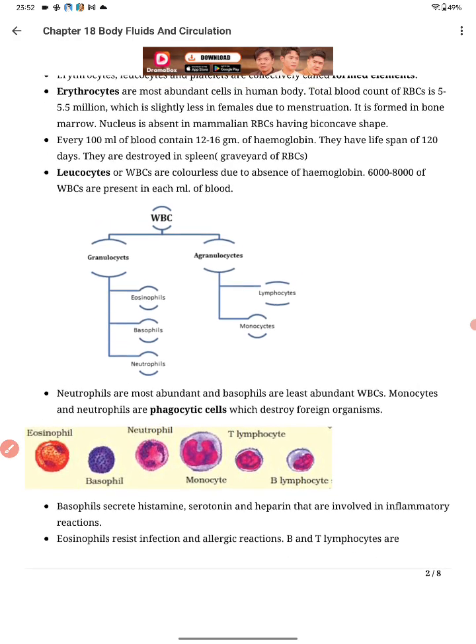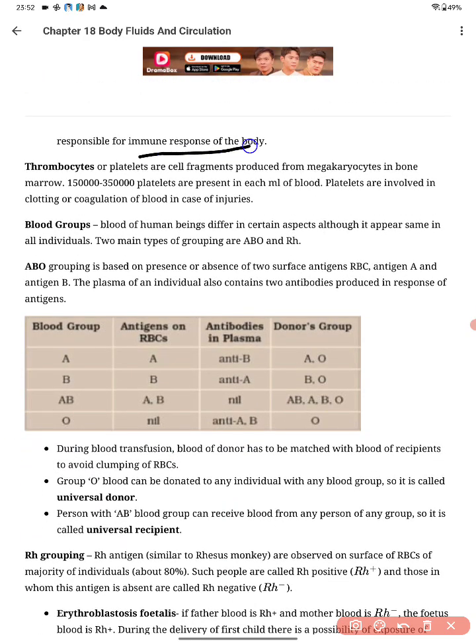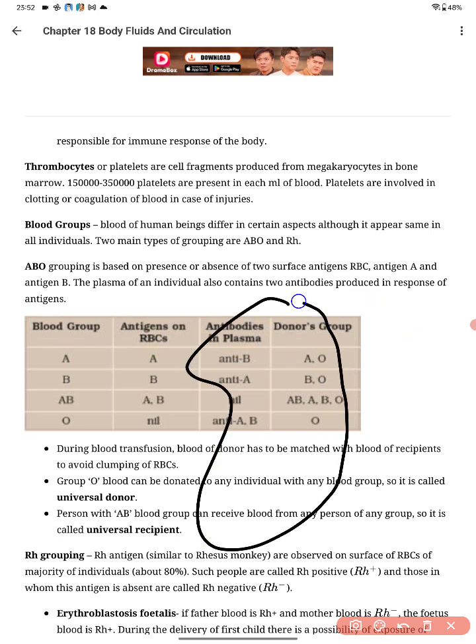When you have infection, the number is increased. These are responsible for the immune responses of the body. Okay, now let's talk about thrombocytes. Thrombocytes is nothing but platelets. Platelets are cell fragments produced from megakaryocytes. Megakaryocytes are a type of cell in the bone marrow, and when they cut off, they produce the platelets, and these platelets are very important for blood clotting.